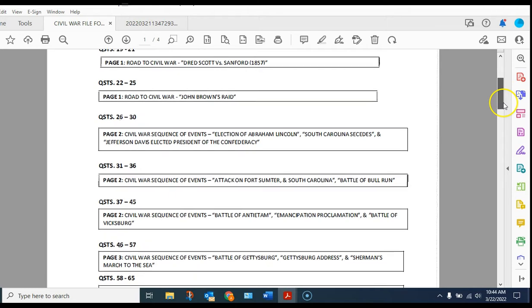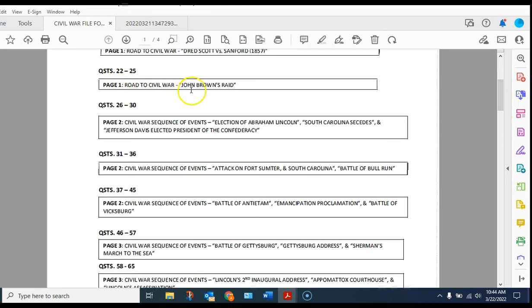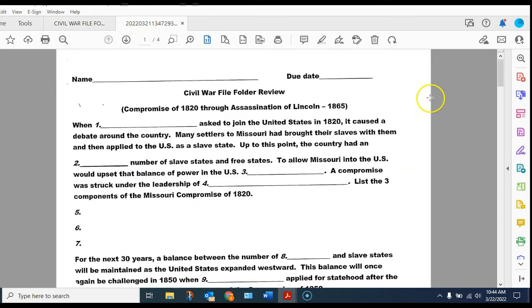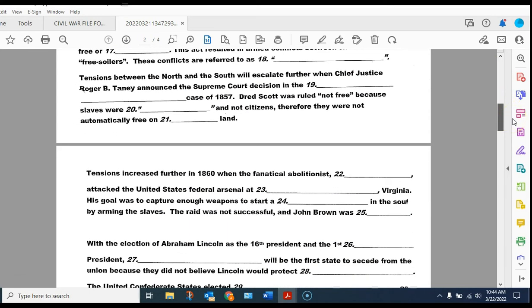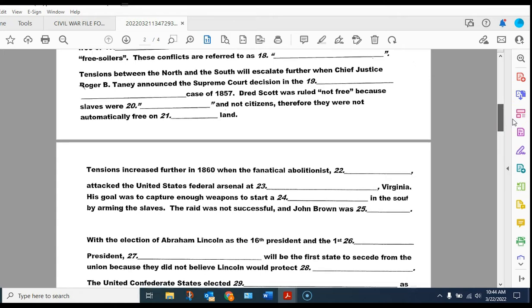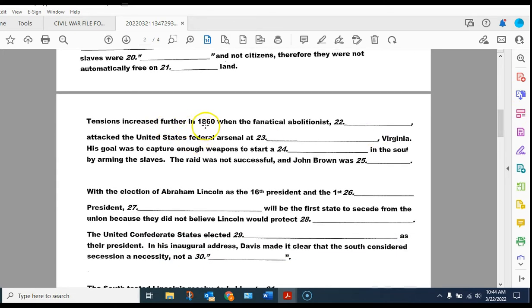All right, next section is going to be questions 22 through 25. We're going to be on the same page, Road to Civil War with John Brown's Raid. So let's go ahead and read that real quick. Tensions increased further in 1860 when the fanatical abolitionist blank attacked the United States Federal Arsenal at blank, Virginia. His goal was to capture enough weapons to start a blank in the South by arming the slaves. The raid was not successful, and John Brown was blank.